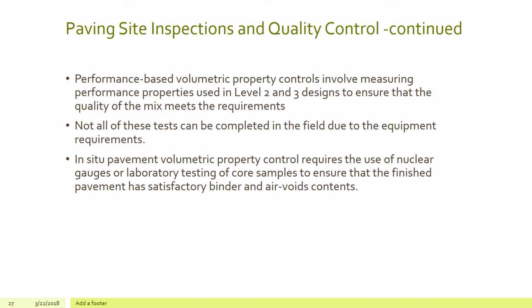Performance-based volumetric property controls involve measuring performance properties used in level 2 and 3 designs to ensure that the quality of the mix meets the requirements. Not all these tests can be completed in the field due to the equipment requirements. In situ pavement volumetric properties control requires the use of nuclear gauges or laboratory testing of core samples to ensure that the finished pavement has satisfactory binder and air void contents. And in situ means normal location.